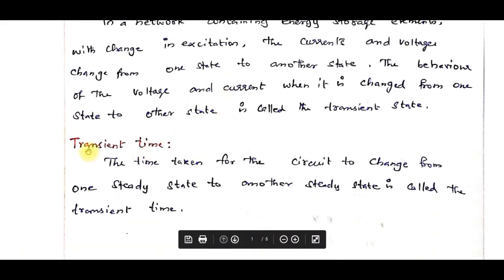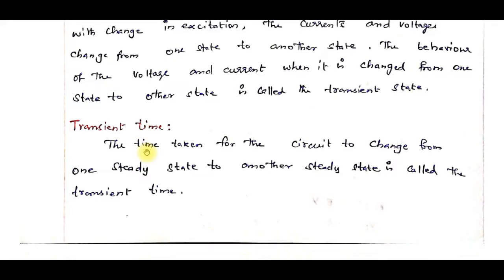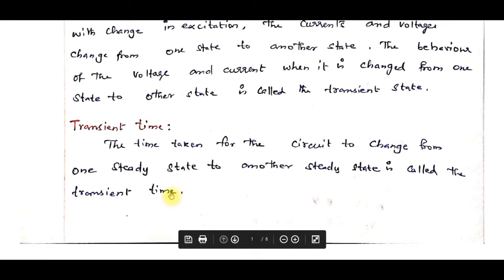Then transient time. The transition takes place from one state to another state. So the time taken from one state to another state is called the transient time. The time taken for the circuit to change from one steady state to another steady state is called the transient time. We will see it in elaborate.